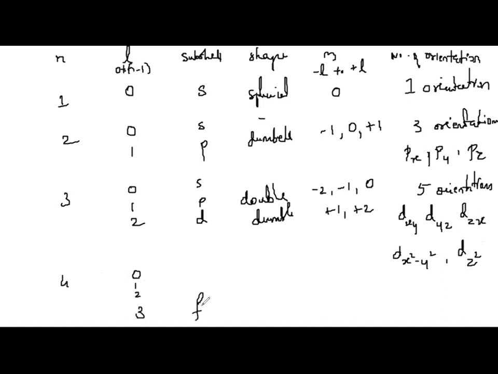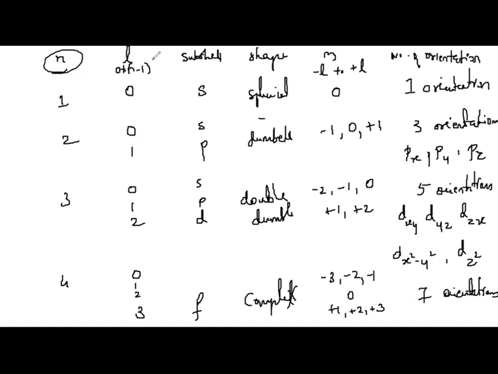The next one is F. It has complex shapes, more complicated lobes. Values: minus 3, minus 2, minus 1, 0, plus 1, plus 2, plus 3. Altogether, 7 orientations, and we'll see them in our next slides. So this is how the values of the quantum numbers are dependent on each other. These three quantum numbers are the solutions of Schrödinger's wave equation.